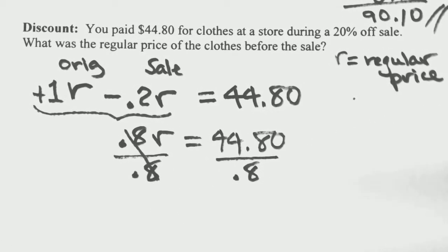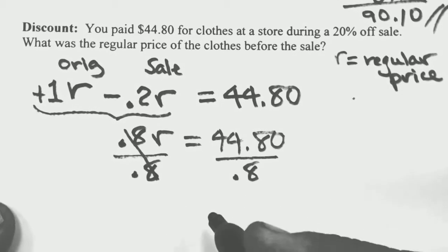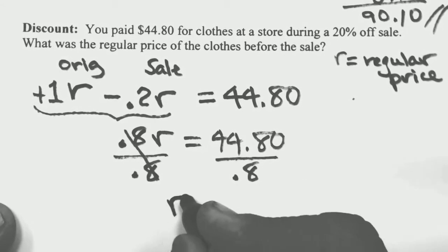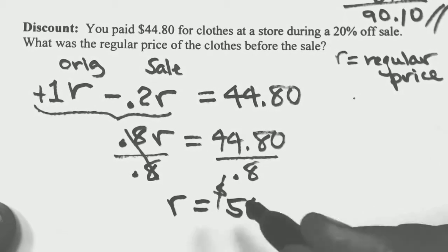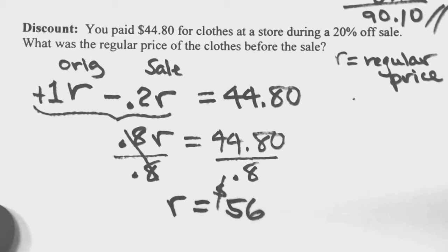Get out our calculator here. The regular price better be more than $44.80. So I take $44.80, and I turn around and divide that by 0.8, and I come up with the original price, R here, equals 56. Okay, now again, we can check that to make sure it's correct.